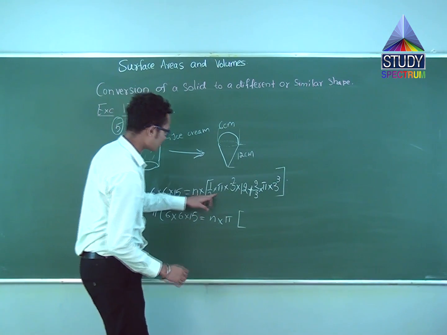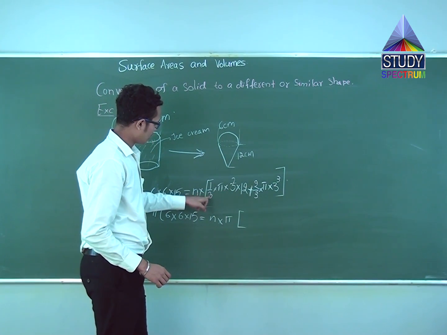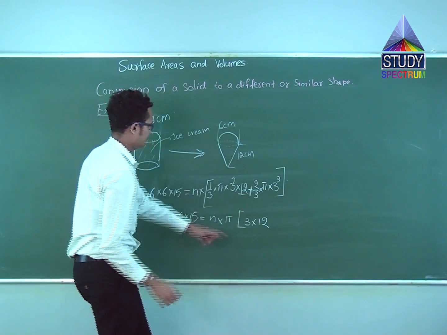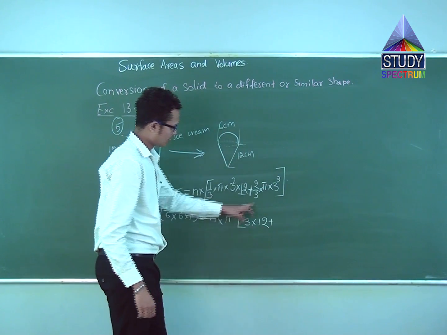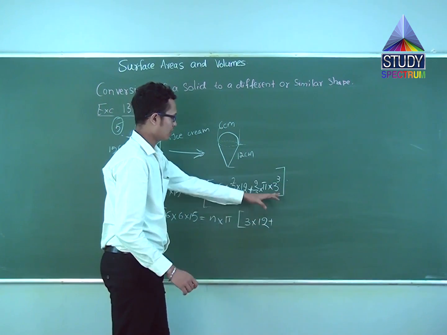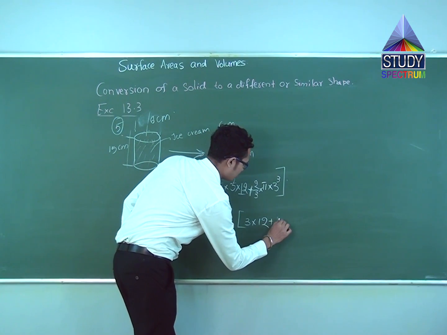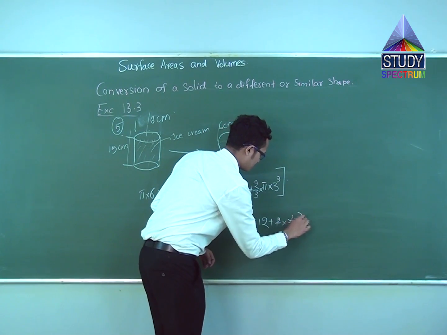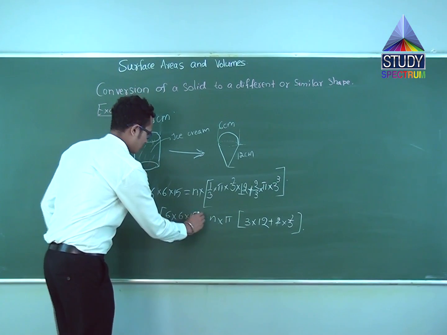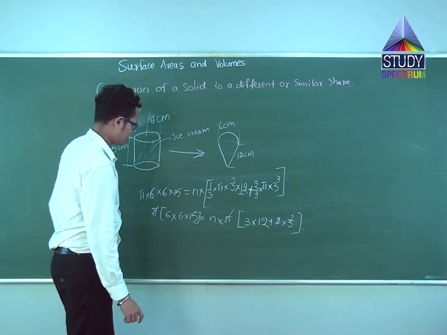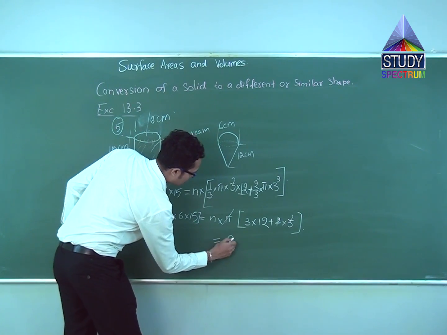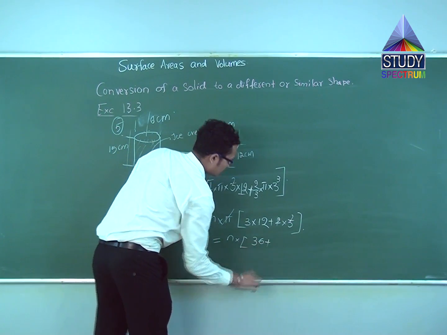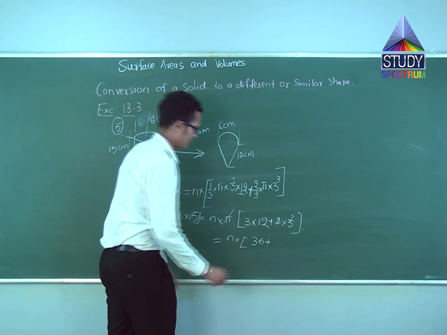You have 3 square and there is 1 by 3 in the denominator. You will have 3 here into 12, this is 12, plus 3 cancels with one of the 3's here. So you will have 3 square. 3 goes out, so 2 into 3 square. So pi cancels on both the sides. So you'll have here n multiplied by 12 times 3 is 36, plus 3 square is 9, into 2 is 18.